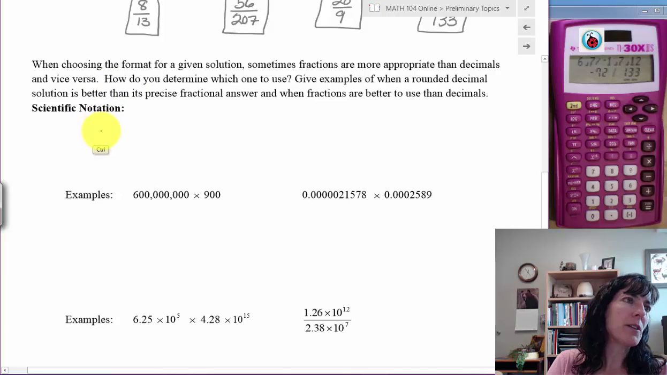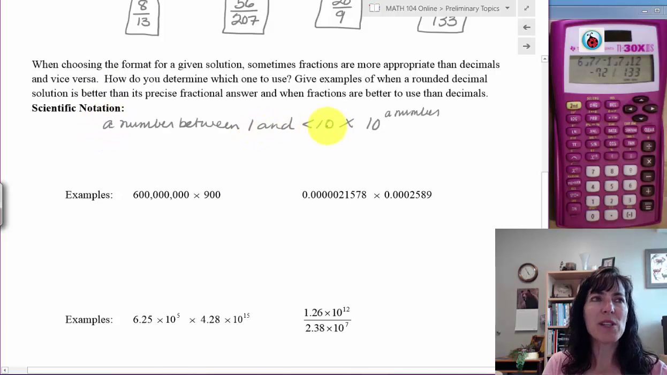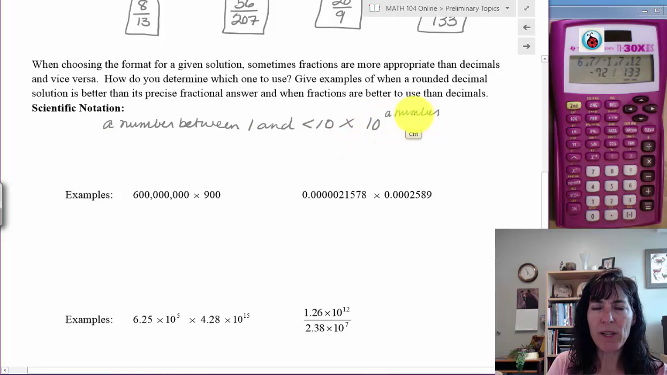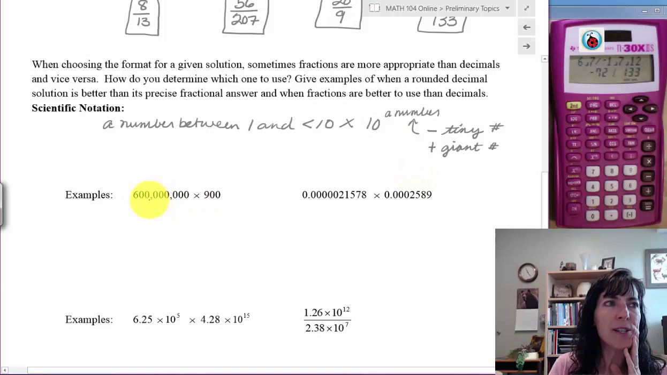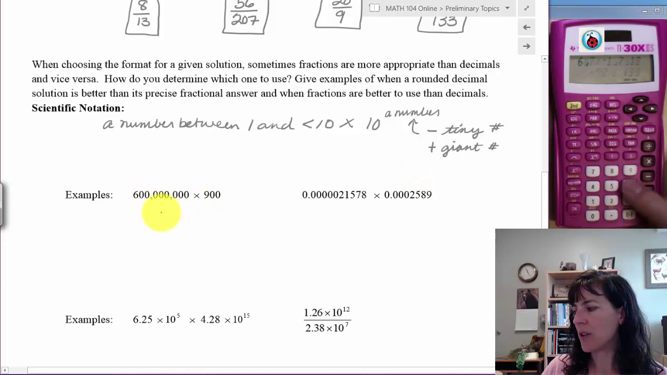So scientific notation has this format. There's some number between 1 and just under 10, and it's multiplied by 10 raised to some power. And if the power is negative, this means a tiny number. And if it's positive, it means a giant number. Here's an example. Let's try this on our calculator.